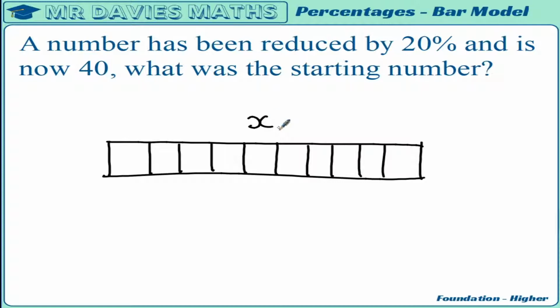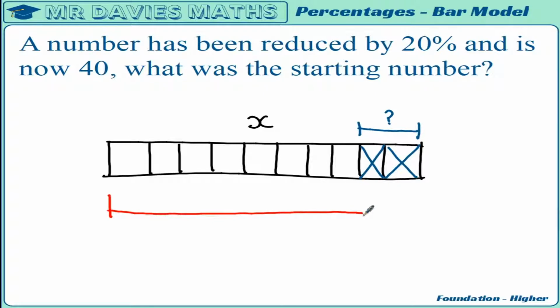I'm going to call it X for the time being. It's been reduced by 20 and is now a total of 40. So what it's saying is someone has chopped off 2 of the boxes and got rid of something, which we don't know. But my new total happened to be 40. So my new total is 40.